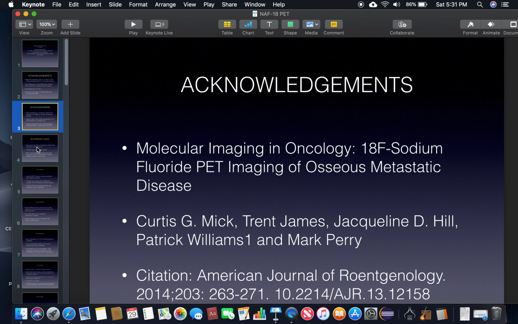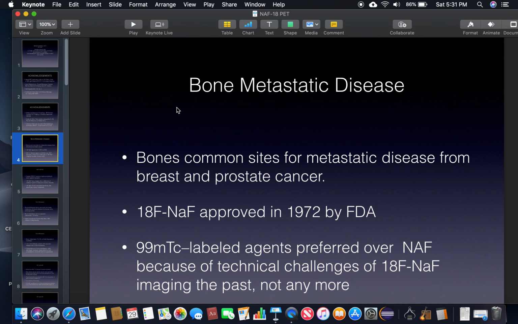So without further ado, I would like to delve into the use of sodium fluoride PET for bone imaging, particularly with reference to bone metastatic disease. Now, bones are a common site for metastatic disease in cases of breast and prostate cancer. Sodium fluoride is not a new agent. It was approved in 1972 by the FDA.